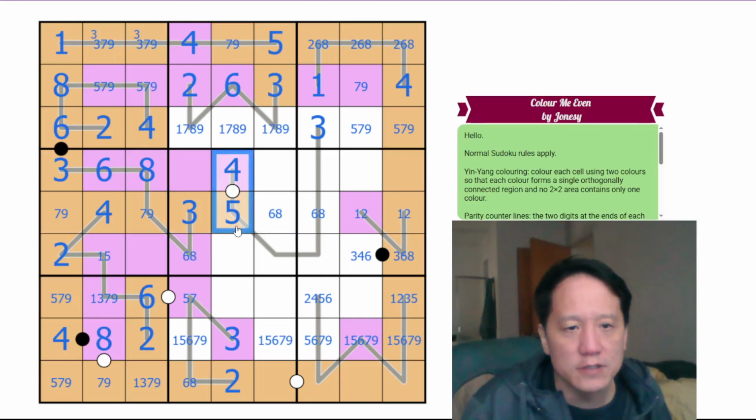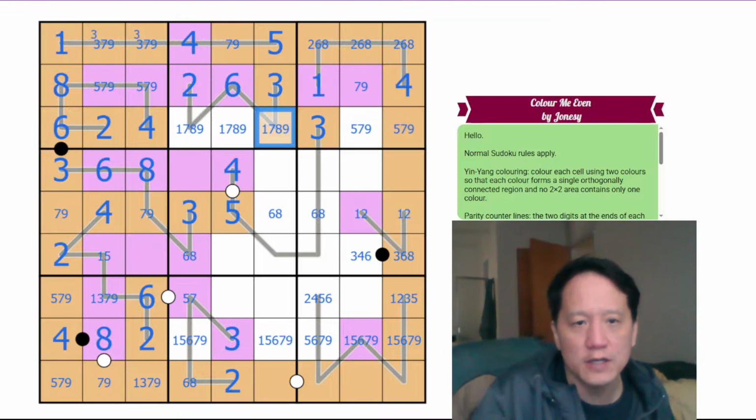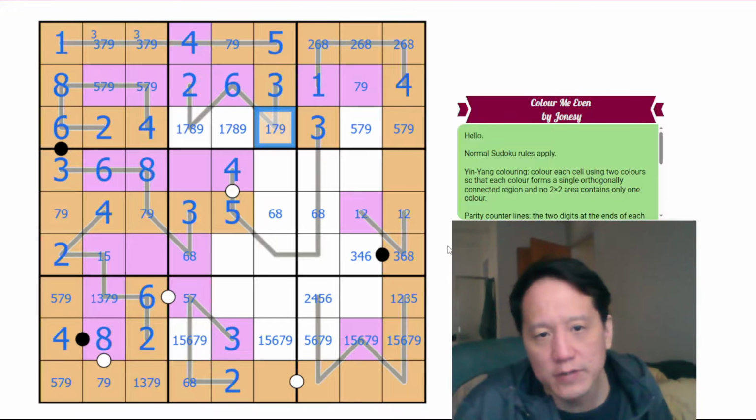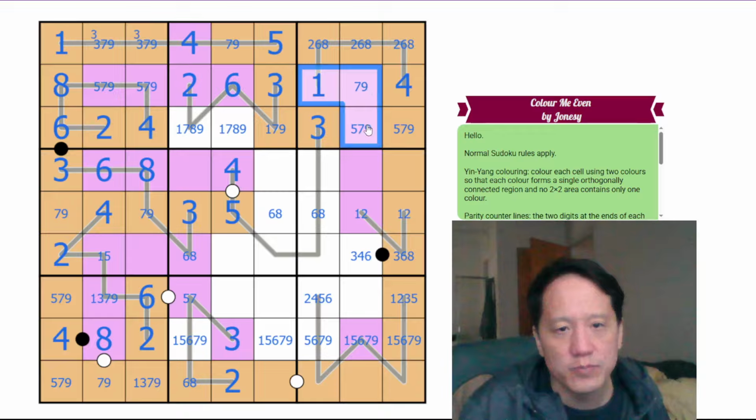Since pink is even on this line, that means orange must be odd. So this is orange. We have orange, orange here. That forces this to be orange here. So this must be odd. So this is 1, 7, or 9. Pink has to exit out to orthogonally connect to the rest of the pink. So this is pink.